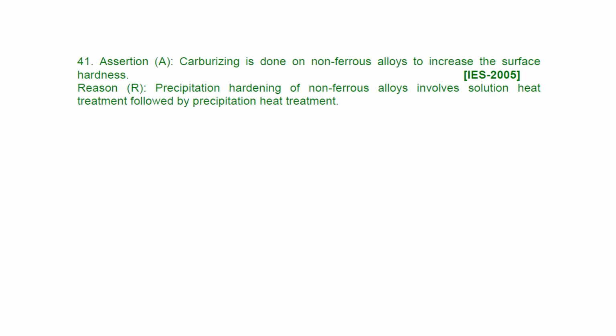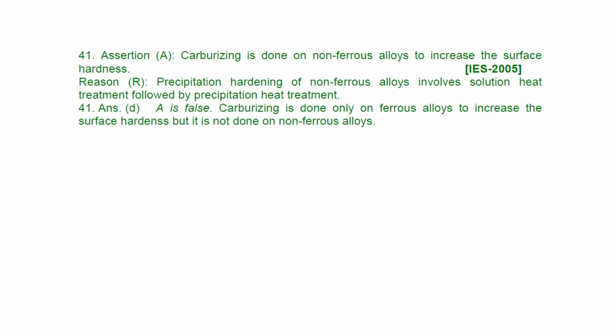Next question is again the assertion question: carburizing is done on non-ferrous alloys to increase the surface hardness. We have seen that this is wrong. Precipitation hardening of non-ferrous alloys involves solution heat treatment followed by precipitation heat treatment. The same question they have repeated. This is wrong and this is correct, so the answer is D. The same question was repeated twice.